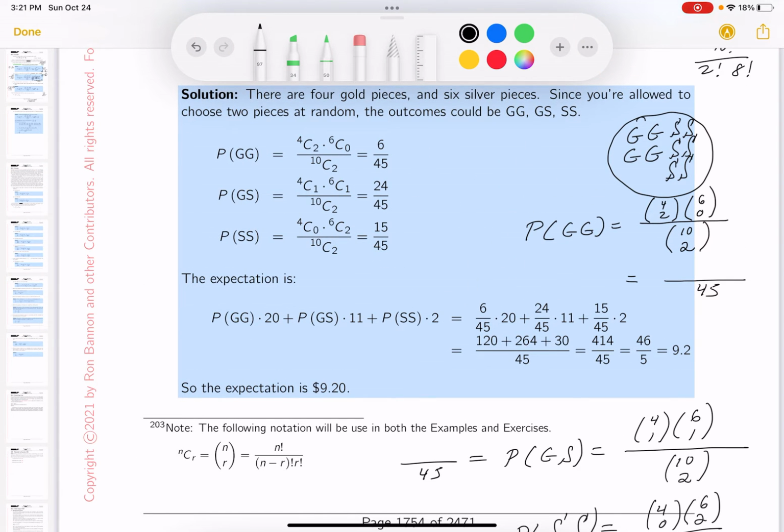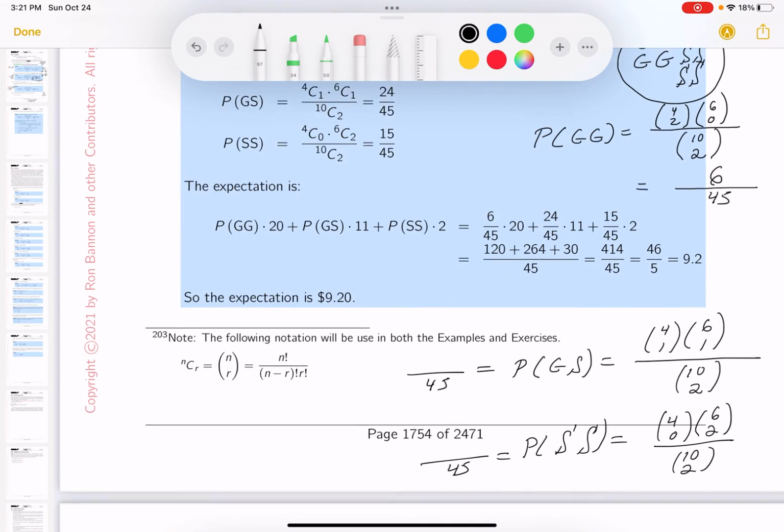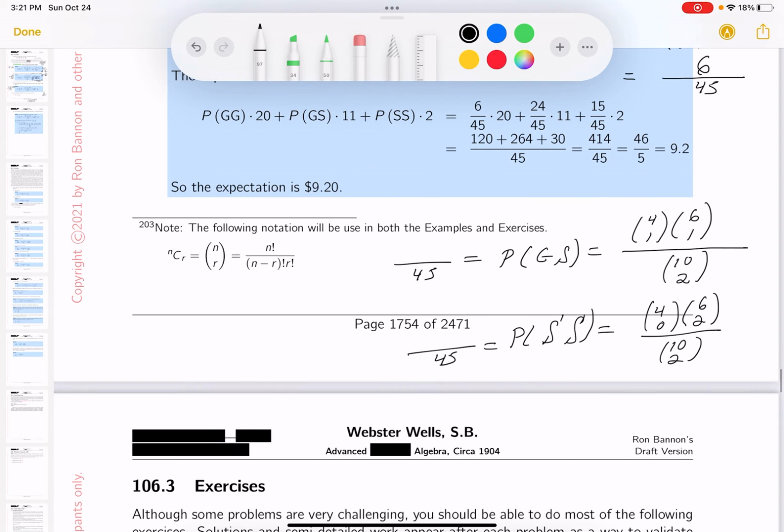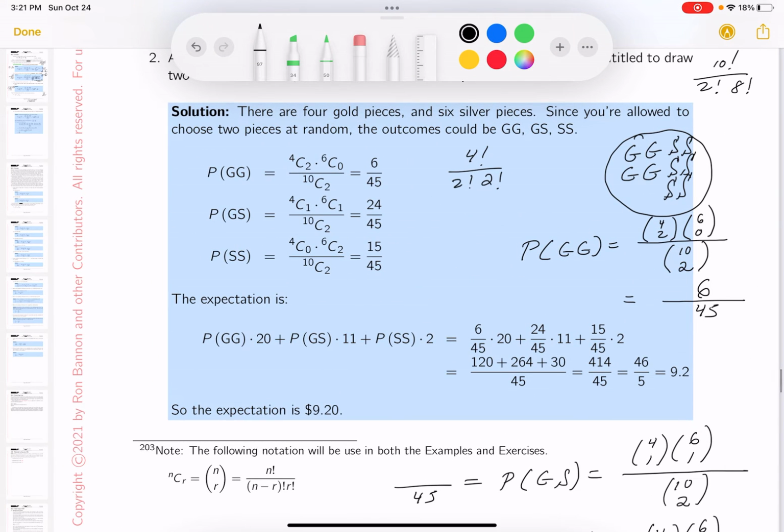4, 2. That's 4 factorial, just doing some arithmetic on the side, over 2 factorial, 2 factorial. And let's see, that's 4 times 3 over 2. That's 6. All right, we'll talk about what that means later. By the way, 6, 0 is 6 factorial over 0 factorial, 6 factorial.